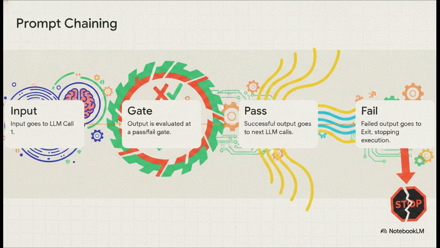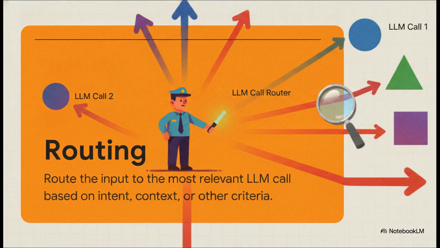This is an absolute game changer. It allows the system to gracefully exit upon failure rather than pushing bad data forward. It saves you time, it saves computational power, and it completely prevents those wild AI hallucinations from cascading through your entire workflow. Moving on to our second pattern, which is routing.